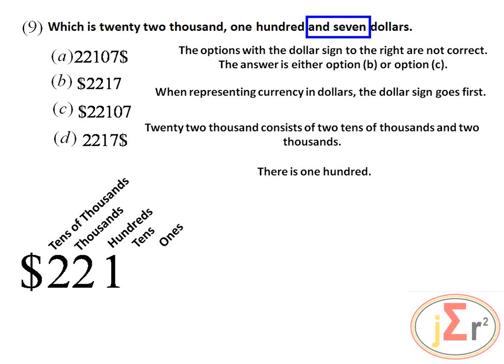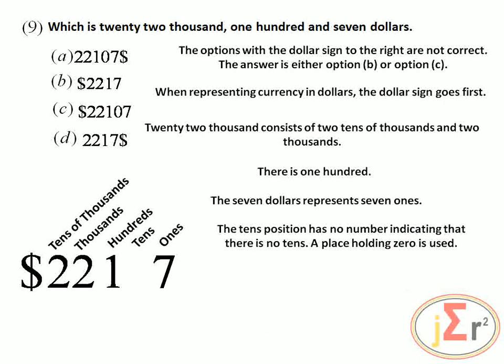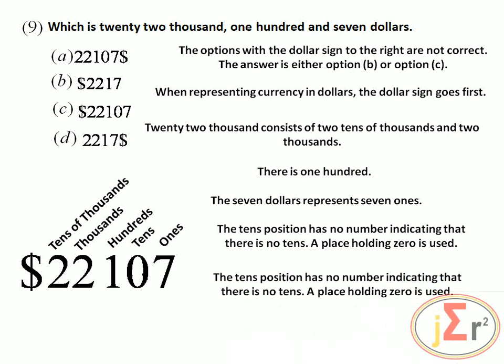But we have to account for the fact that there is no tens, because all of the digits and their placeholders have to be represented. So, $7 represents 7 ones. The tens position has no number, indicating that there is no tens. A place holding 0 is used. And we are saying that a second time for emphasis. The correct option is C.